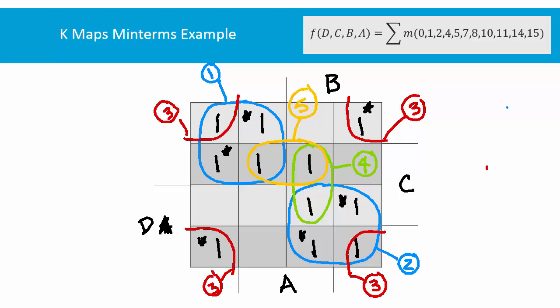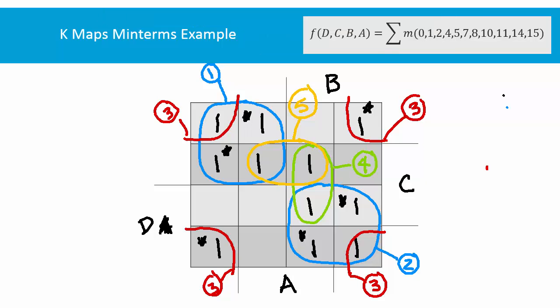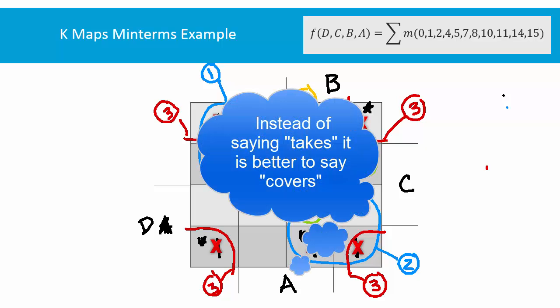So what you're going to say is, if I have to choose those groups, I'm going to cross all the ones that I have already taken into account. So for example, group number 1 takes this one, this one, and this one. Group number 2 takes this one, this one, this one, and this one. And group number 3 takes this one and this one.